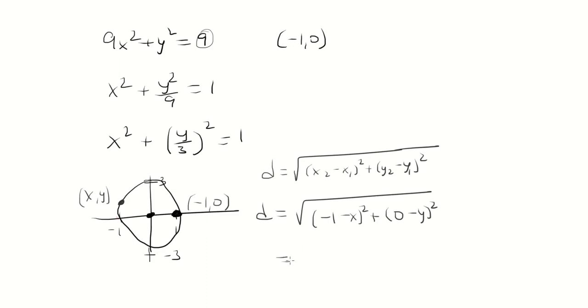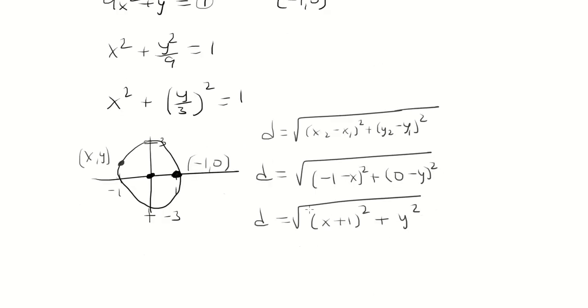That simplifies. I could pull out a negative, and when I square that it becomes positive. So this is the same thing as saying x plus 1 squared plus y squared. If I make the inside as big as possible, that means when I take the square root, it's still going to be as big as possible. So I can ignore the square root, and I can just focus on x plus 1 squared plus y squared.